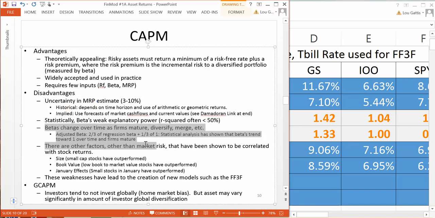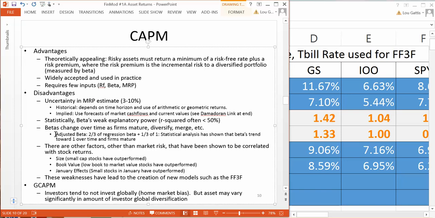Also, betas are changing over time. If I looked at, say, eBay a decade ago, the beta might have been 3, and then 5 years ago it might have been 2, and now it might be closer to 1. What happens is, as firms mature, they just look more like the market. They're just more mature and stable and larger. So that always makes beta estimation troubling.